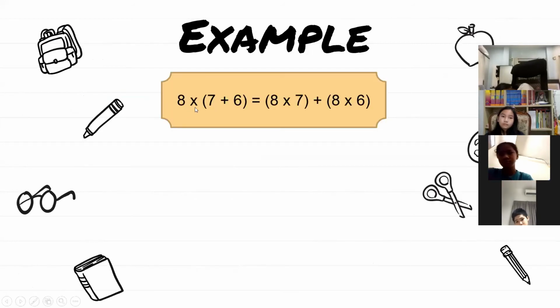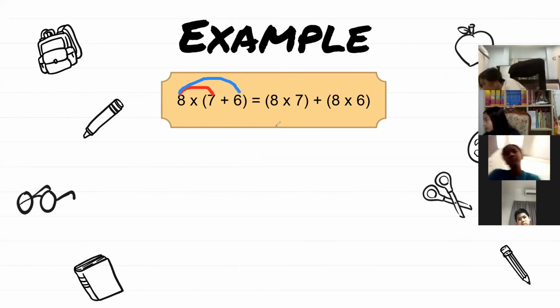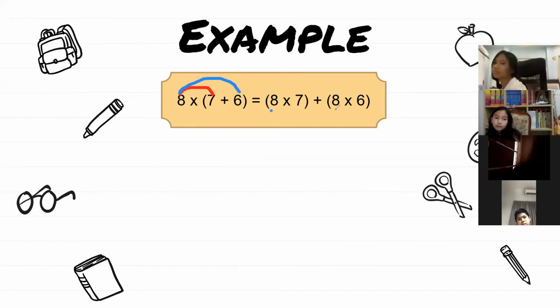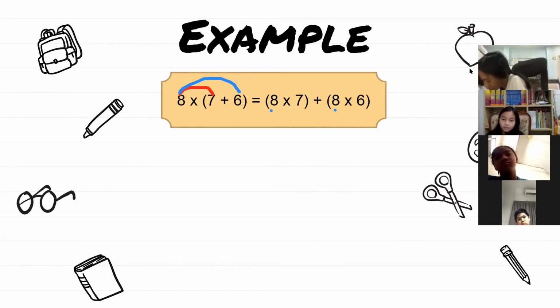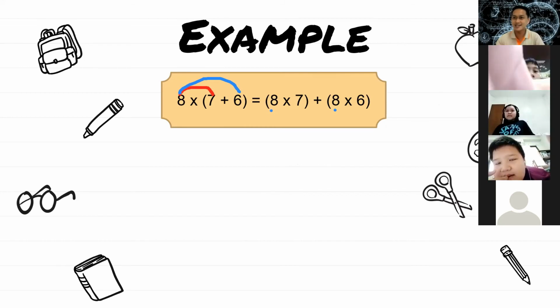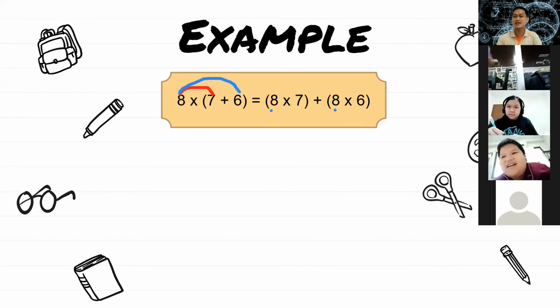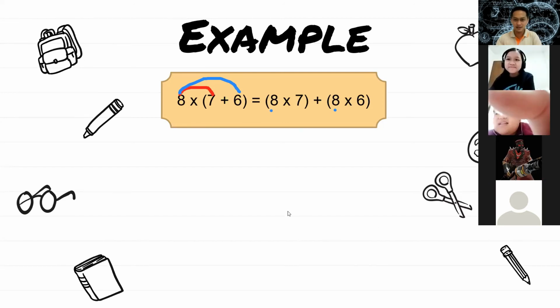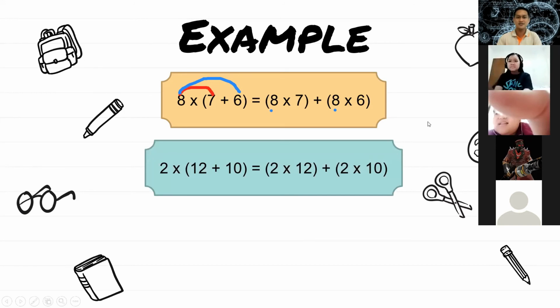Here, it's 8 times 7 plus 6. So it's 8 times 7, wait, I will draw, so it's 8 times 7 plus 8 times 6. See, 8 times 7 and 8 times 6. What is our answer? Anyone who can answer? Sugat, you can. Just unmute your microphone. 104. Very good. Next example is 2 times 12 plus 2 times 10.